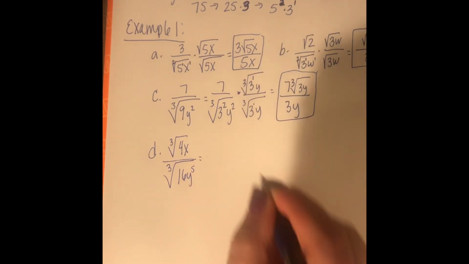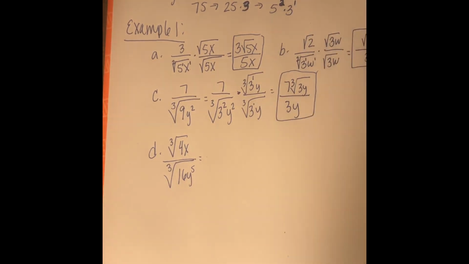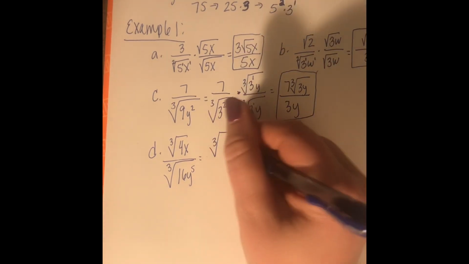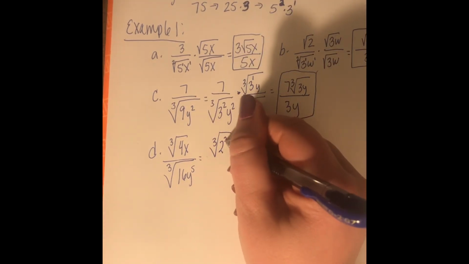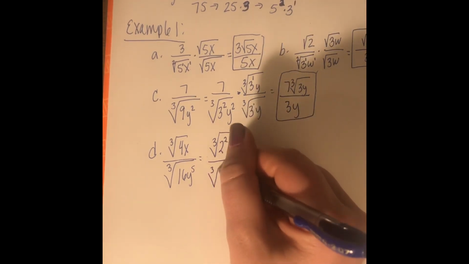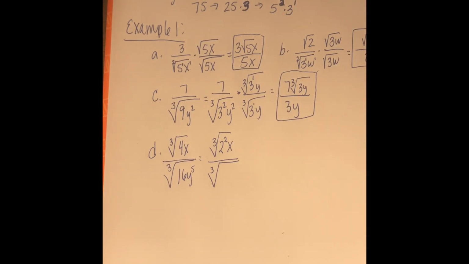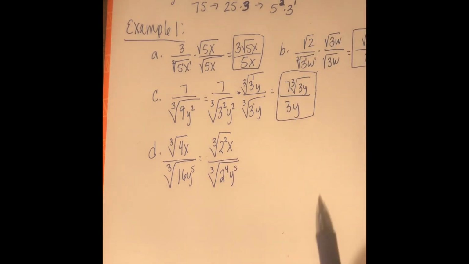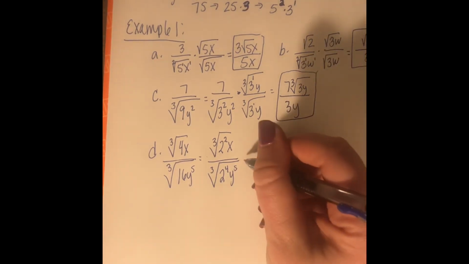Again, I'm first going to rewrite all the numbers in terms of an exponent. So we're taking the cubed root. 4 is the same thing as saying 2 squared, x, over the cubed root. 16 is the same as 2 times 2 is 4, 8, 16. 2 to the 4th, y to the 5th. And again, before we rationalize it, I'm going to clean this up a little bit.